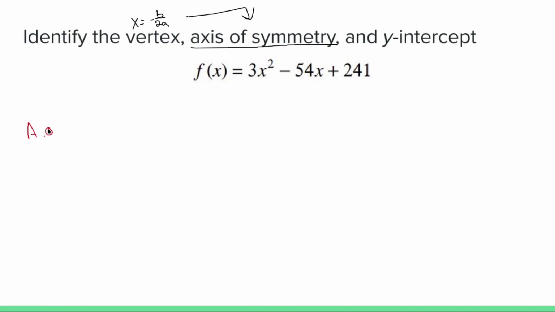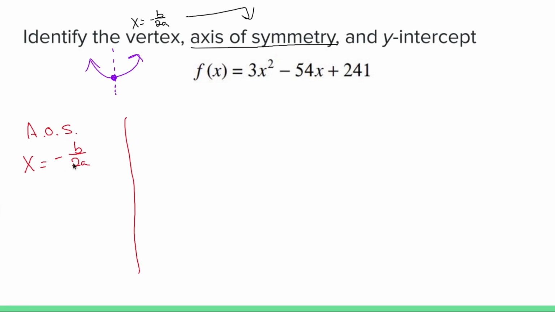So the axis of symmetry is going to be the vertical line x equals negative b over 2a. Just for a nice visual, really quick before I even get started, that is a quadratic. The leading coefficient is positive, so generally speaking, it's going to look like this. So the vertex is going to be some minimum value. The axis of symmetry is going to be some vertical line that goes through the vertex. And then the y-intercept is going to be easy to find when we get there.